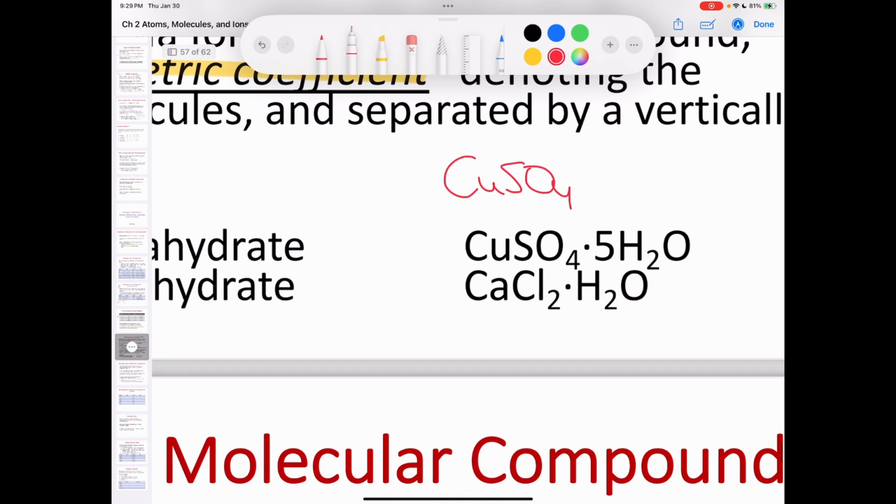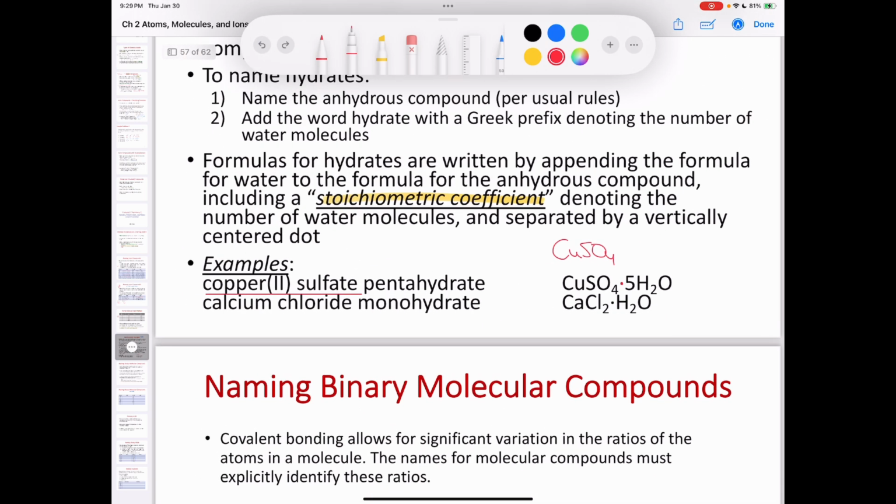But you see this little dot that's kind of hovering in midair, okay? That is what we put before the water molecules. And you see that for every one of these, because there's only one shown here, 1 copper 2 sulfate, we can put 5 water molecules in, okay? So we call that copper 2 sulfate pentahydrate.